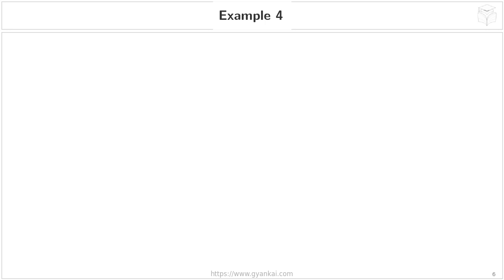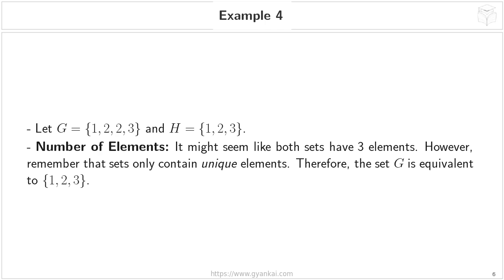Example 4. Let's move on to our next example, which is a bit of a trick one. On this slide, we have two sets, G and H. Set G is defined as containing the elements 1, 2, 2, and 3. And set H contains the elements 1, 2, and 3. Now, when you first look at these, you might quickly think they have different numbers of elements and therefore aren't equal. It appears like both sets have 3 elements.